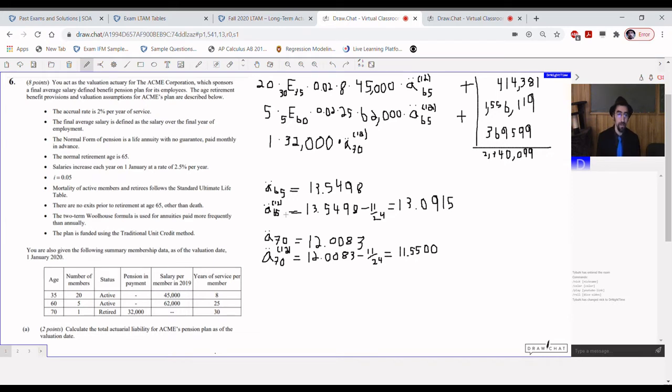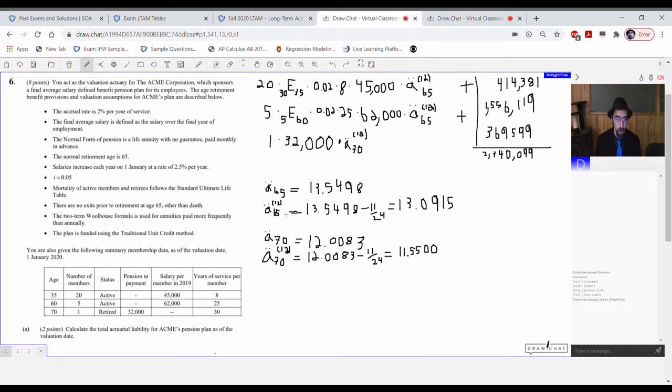You act as the valuation actuary for the Acme Corporation, which sponsors a final average salary defined benefit pension plan for its employees. The age retirement benefit provision and valuation assumptions for Acme's plan are described below. The accrual rate is 2% per year of service. The final average salary is defined as the salary over the final year of employment.